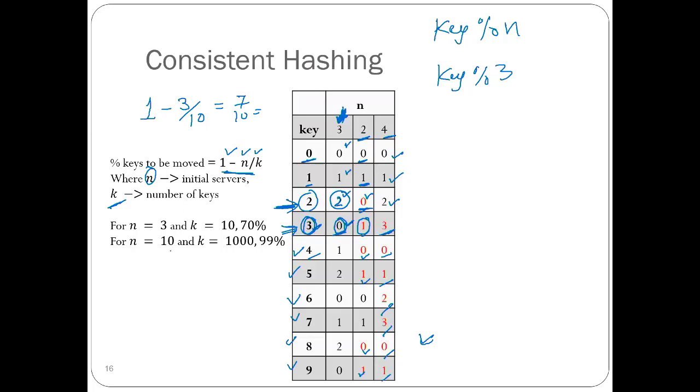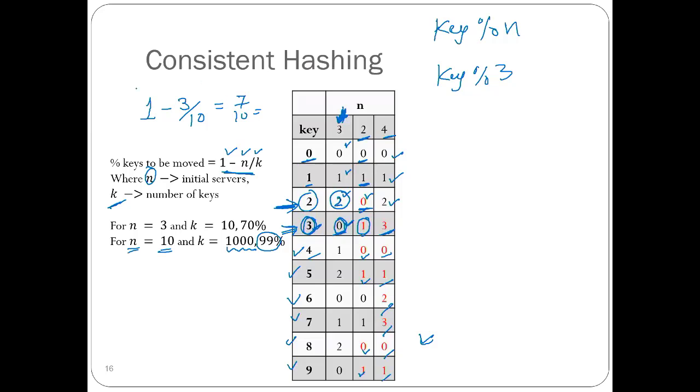Now let's think about a case where we have 10 servers and there are 1000 keys. It boils down to 99%. Extremely inefficient, right? These numbers are just establishing the fact that this hashing that we are doing is inefficient.